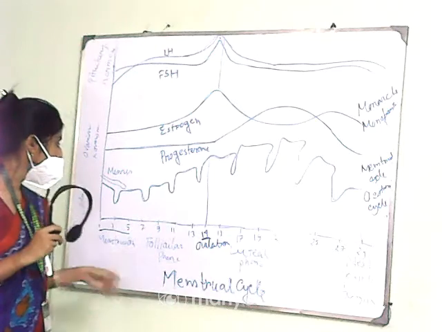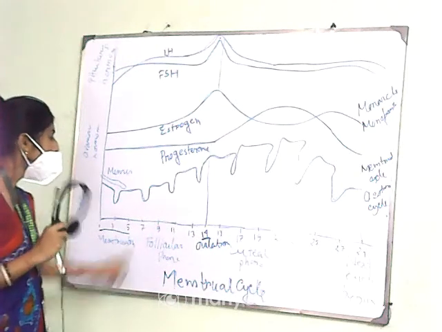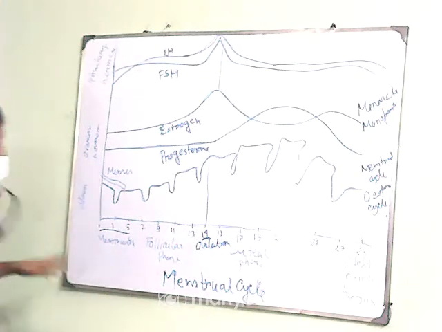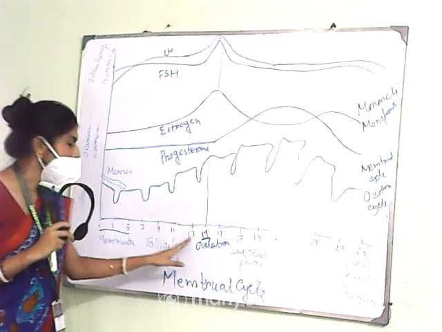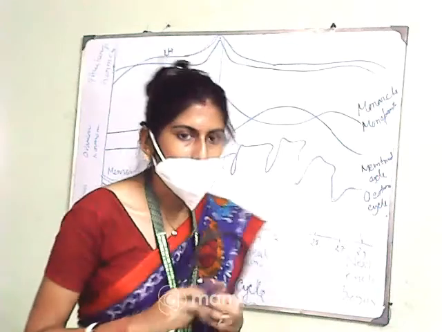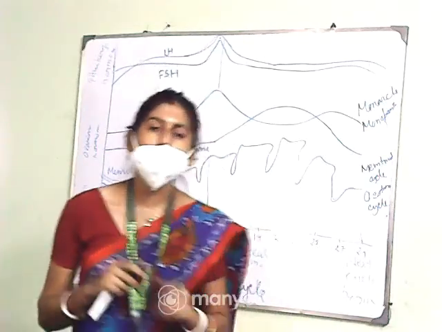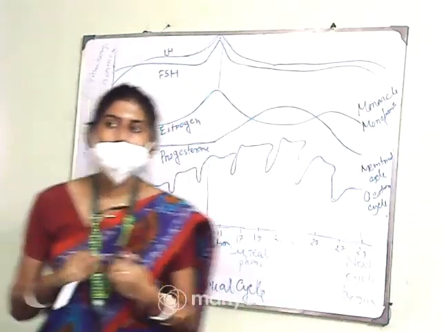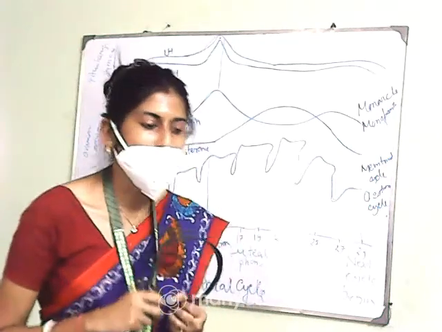Now come to the next phase, that is the follicular phase or proliferative phase, and the time gap is from the 6th day to the 13th day of the menstrual cycle. So this time period is considered the follicular phase. Why? Because in this particular time period, development of follicles is taking place.